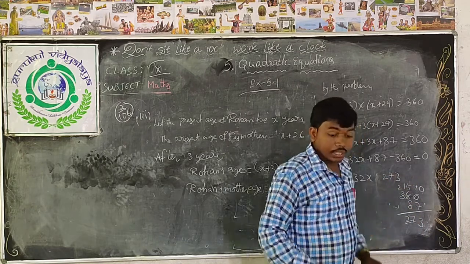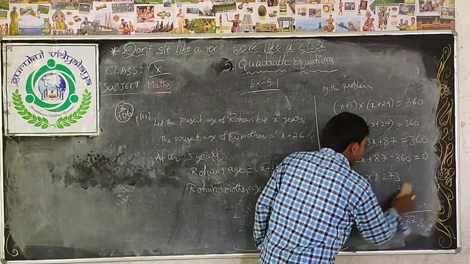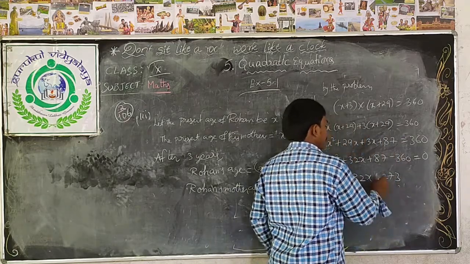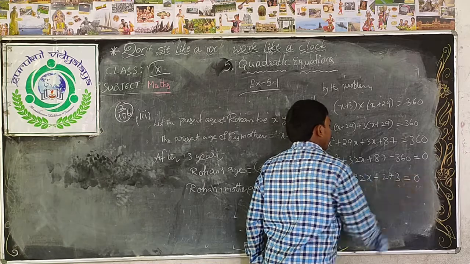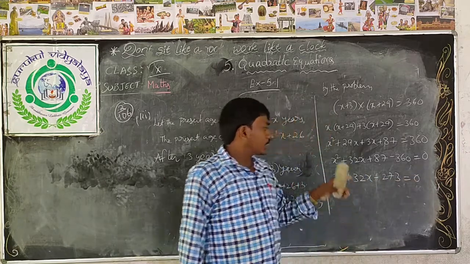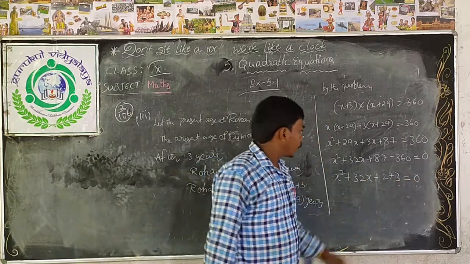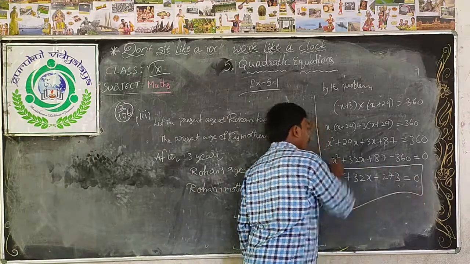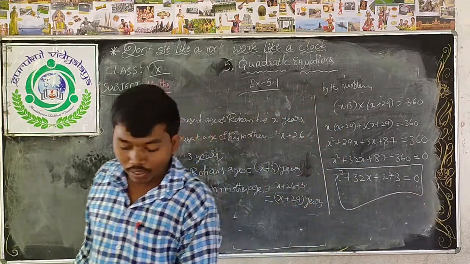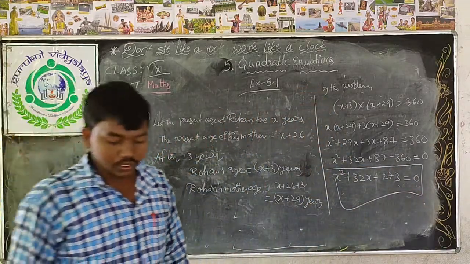So 360 is the bigger number. What is the sign of the bigger number? Minus 273. x square plus 32x minus 273 is equal to 0. This is the required quadratic equation for the above situation. Okay.